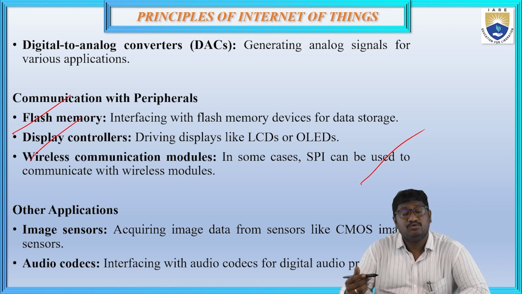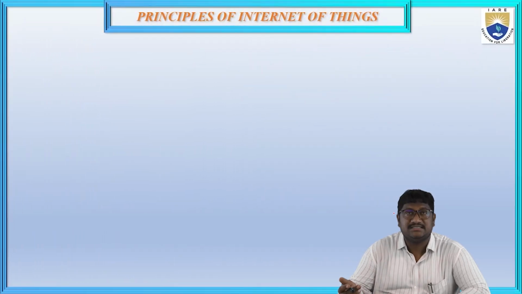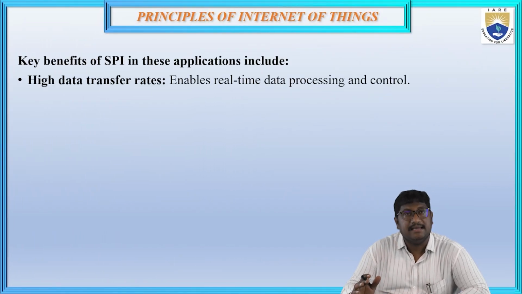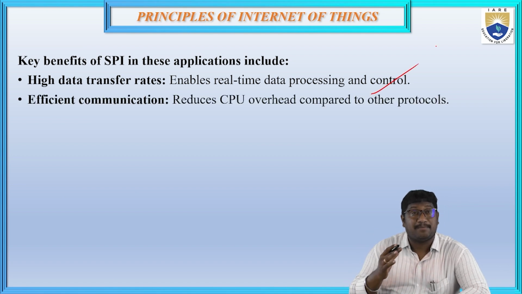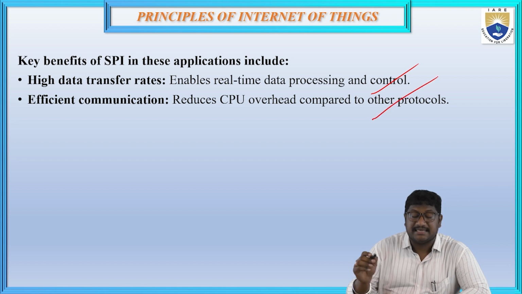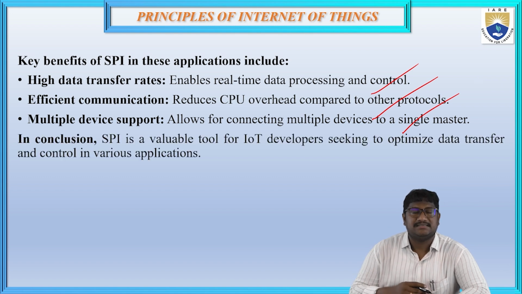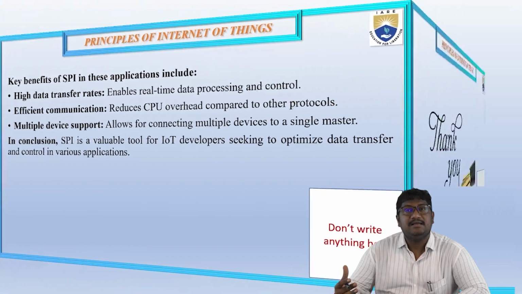Image sensors are the ones which generate data, such as CMOS image sensors. Audio codecs are used for digital audio processing, especially at the time of video streaming. The key benefits of using SPI in these applications are high data transfer, which enables real-time data processing for signals, and efficient communication, which reduces CPU load compared to other protocols. Multiple device support allows you to connect to multiple devices. In conclusion, SPI is a valuable tool which is used for data transfer successfully.